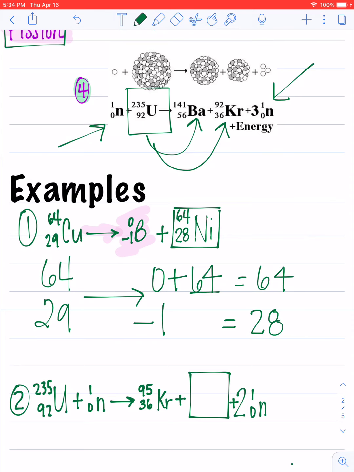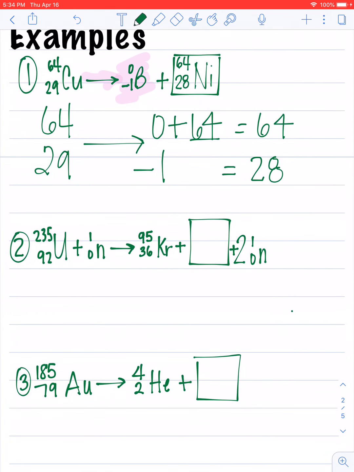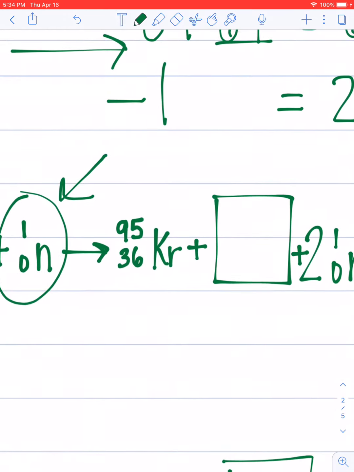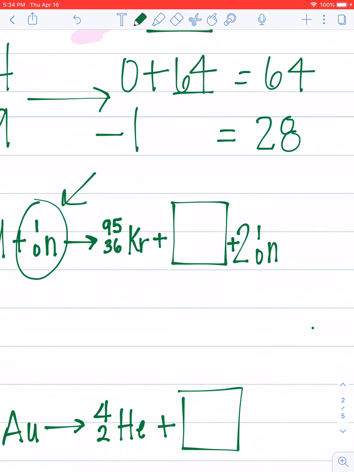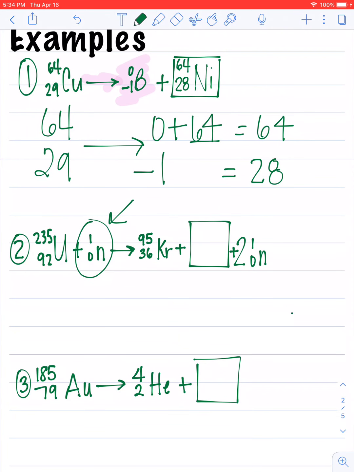Let's move down to the second problem that we are going to solve, and that is uranium-235 gets bombarded with a neutron. So our first clue here is that we have a neutron in play. So we have stimulated a reaction to occur, and it looks like on the right-hand side we have krypton, and then we also have 2 neutrons liberated. So let's see if we can figure out exactly what's going on here.